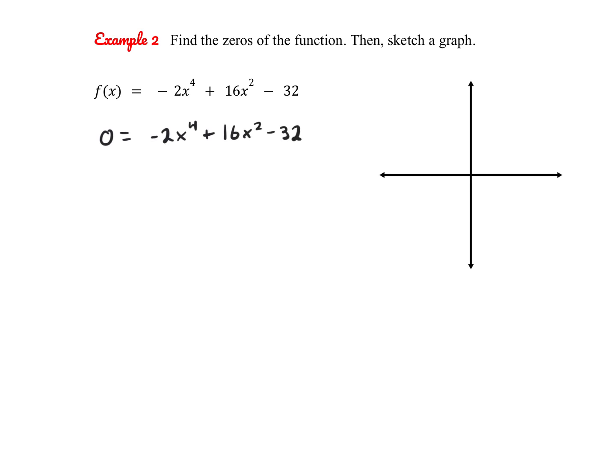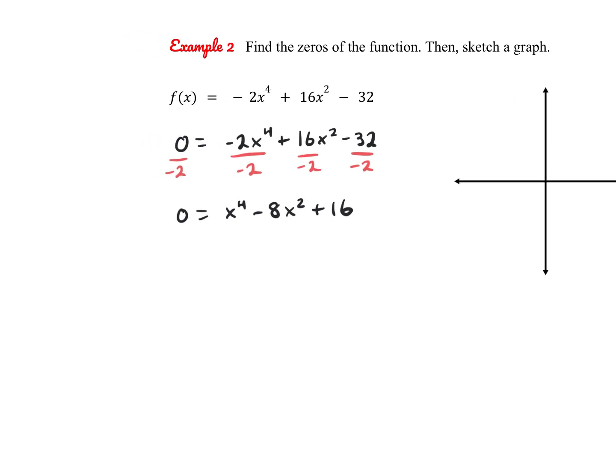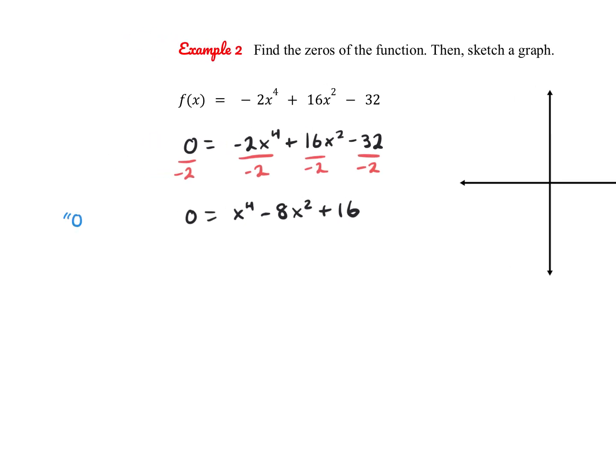One thing we can do, I do notice that there's a GCF of -2, and since it's just a constant, instead of factoring out, which is also completely fine, I'm actually just going to divide both sides by it. So again, as long as there's no variable, you can do this. So that gives us positive x to the 4th minus 8x squared plus 16. So this is what we called a quadratic type equation.